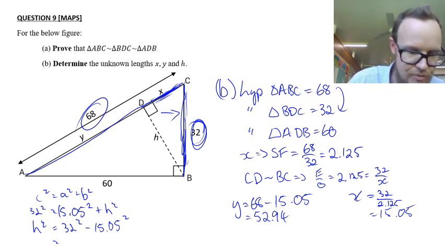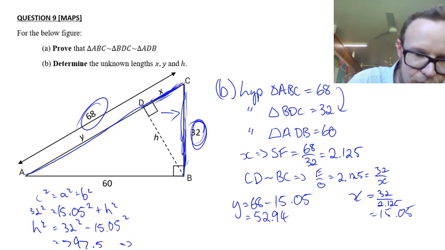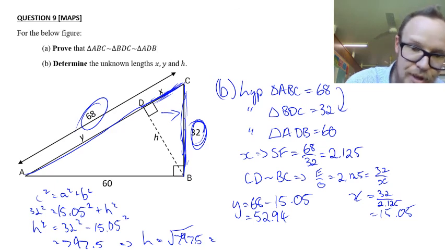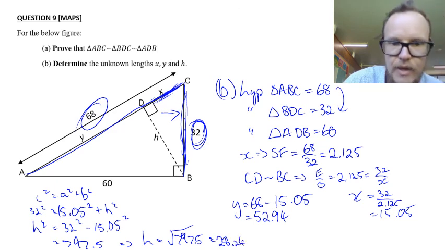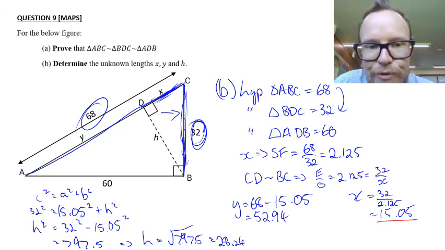Which is equal to 797.5, and then h, so I probably should have left enough room, is going to be equal to the square root of 797.5, which is approximately 28.24 in our unit. So we've found x is equal to 15.05, our y is equal to 52.94, and our h is equal to 28.24.